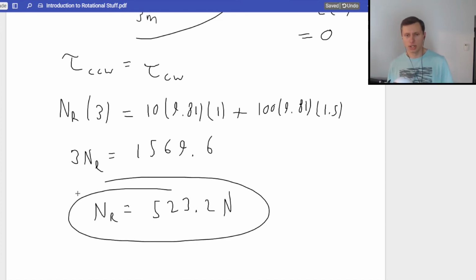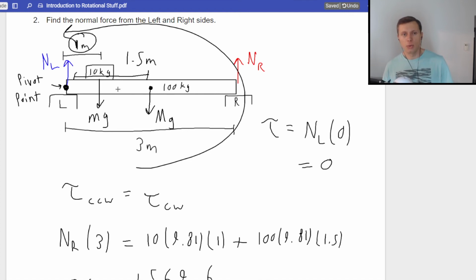Okay, now for the left side. What are we going to do? How are we going to find it? You have 2 options here. Number 1, you can say to yourself, oh, well, we picked the pivot point on the left here. What if we pick the pivot point on the right side now?